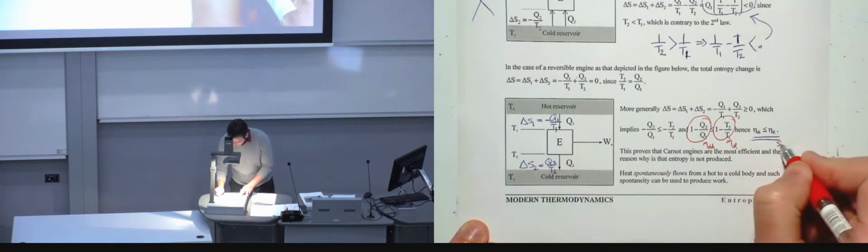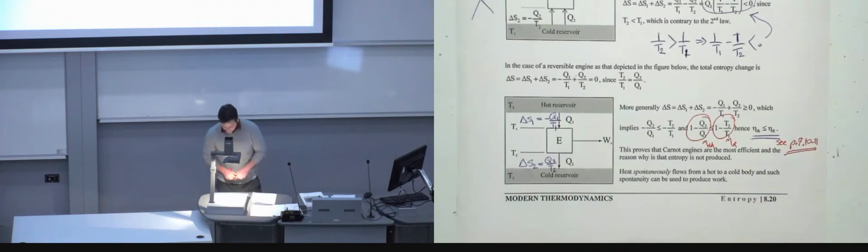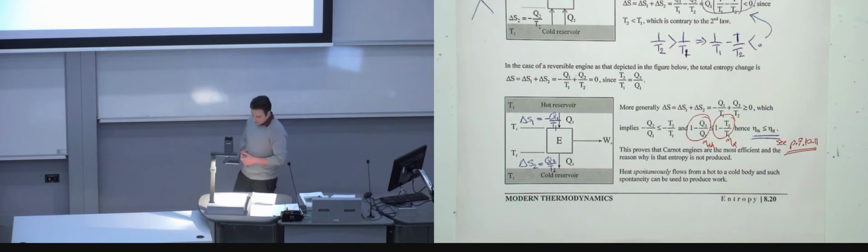If you don't remember these, see page 7.10 and 11, where we talked about efficiencies for both a real cycle, and a reversible one. And really this proves that the Carnot engines are the most efficient engines or designs, because entropy is not produced.